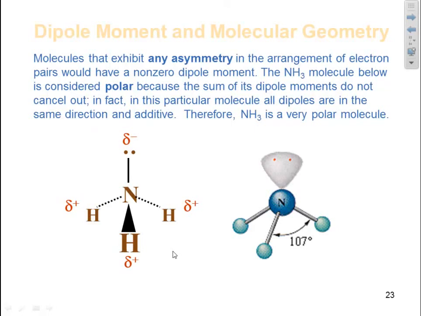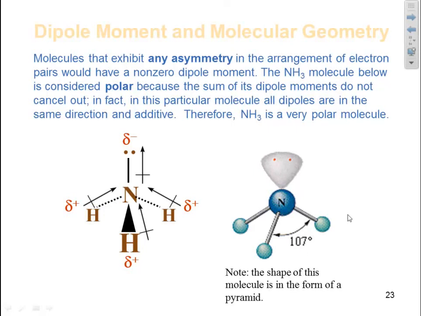So our dipole vectors will be pointed as such, where we have the positive end pointing toward each one of the nitrogens, and a lone pair is extremely more negative charge than any atom, so therefore that's pointing out as well. So you can see that all four vectors are pointing up and are completely additive, so this is a very polar molecule. What we have here is a 3D picture of the ammonia. Notice that the shape of this molecule is in the form of a pyramid. We'll talk more about that when we get to the next section.